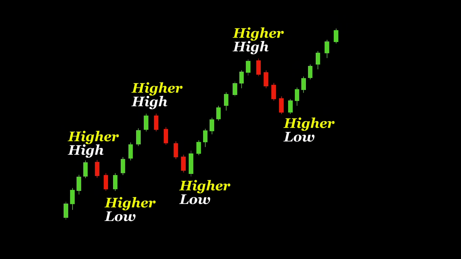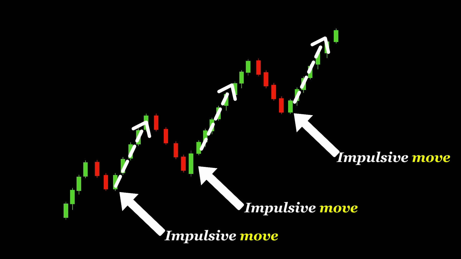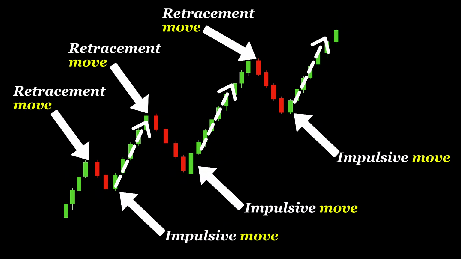In an uptrend, price moves in two phases. Impulsive move, a strong push upward where buyers dominate. Retracement move, a temporary pullback as traders take profits before the next impulsive move begins. The impulsive move defines the trend. The retracement resets the price and provides opportunities for institutions to accumulate more positions. Understanding this rhythm is essential because liquidity runs happen during these retracement phases.